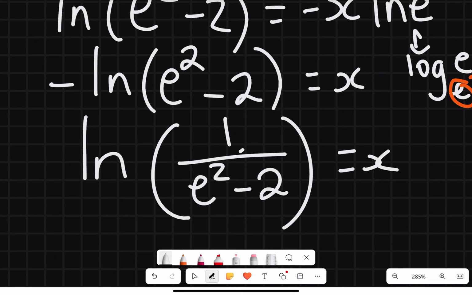And we wrote x in the form they wanted us to write it in at the beginning of the question.